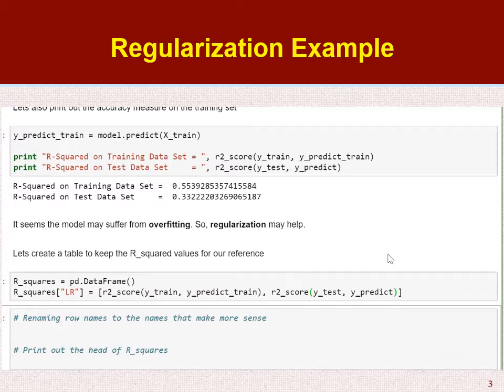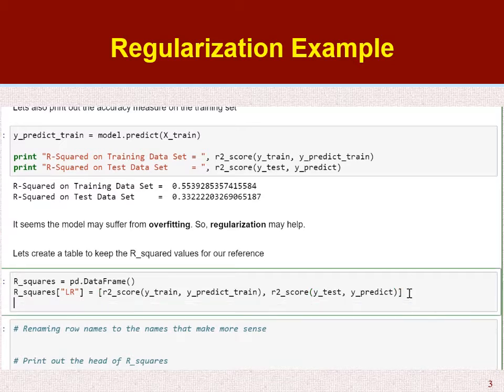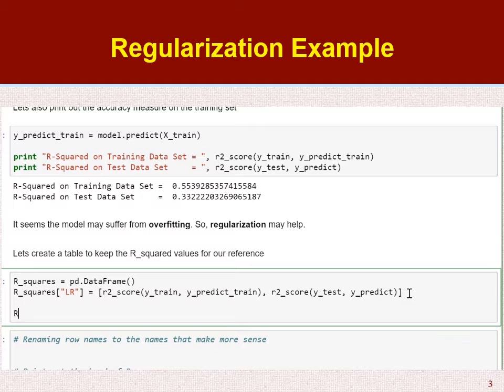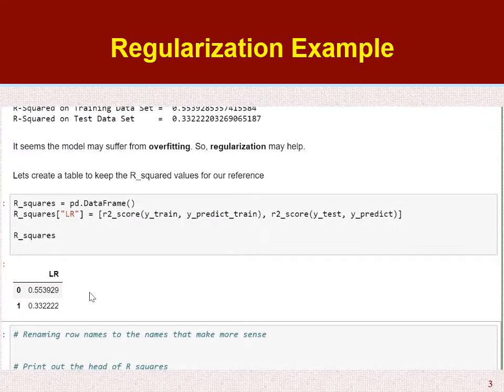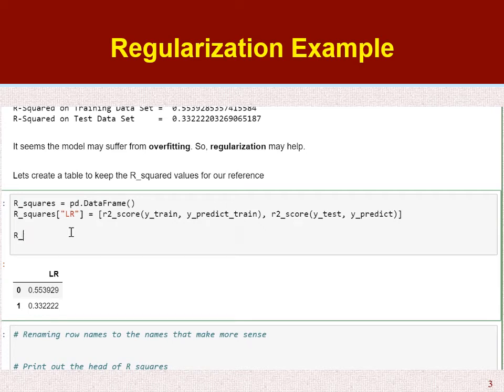All right. So if we print out actually this table, R squares, the table looks like this. So we have column linear regression and we have index 0 and 1 for the rows. But we know that this is probably for the training dataset and this is for the test dataset, but let's actually rename these row indexes to make it easier for our future reference.